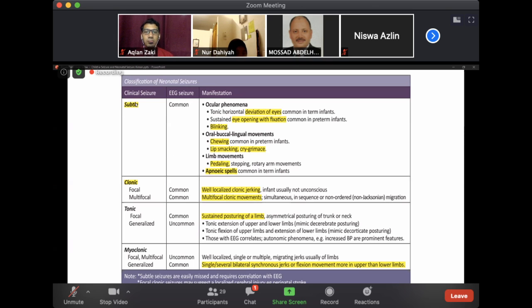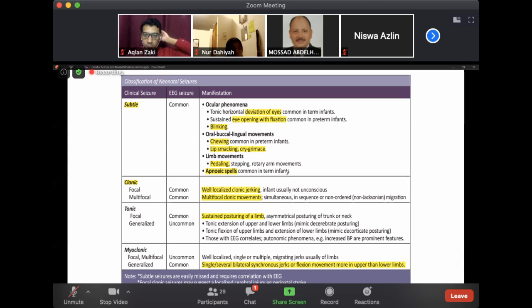For subtle seizures, the motor and limb movements are quite subtle and not as obvious as with clonic, tonic, or myoclonic movement. So look for any ocular phenomena such as deviation of the eye, and oral-lingual movements such as chewing, lip smacking, or cry grimacing. They also may have apneic spells, which are common in term infants.